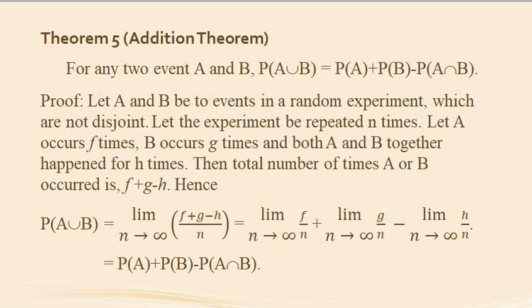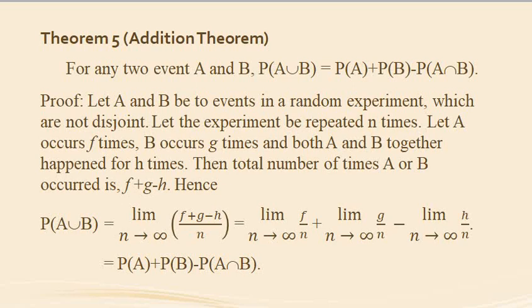Next one is the addition theorem. For any events A and B, P of A union B equal to P of A plus P of B minus P of A intersection B. Let A and B be two events in a random experiment. Let the experiment be repeated n times. Let A occur f times, B occur g times, and both A and B occur h times. So the total number of times A or B occurs is f plus g minus h.